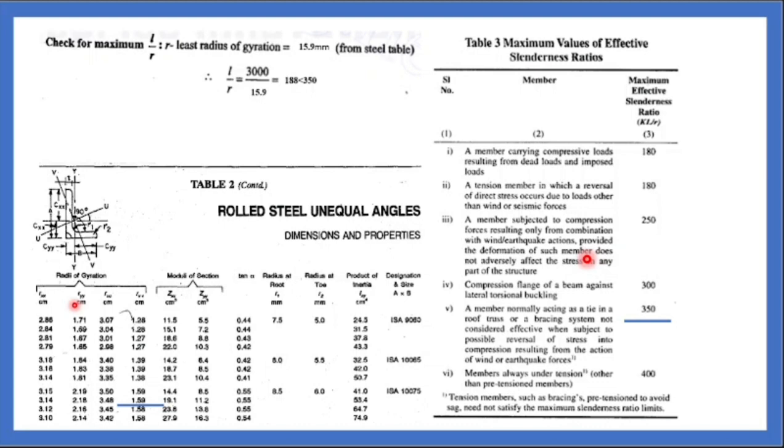IS 800 Table 3. Given that reversal of stress, cycling of stress, is being considered. Currently your problem is a roof truss. So your case is number 5: a member which is normally acting as a tie in a roof truss or a bracing system, considered as subjected to possible reversal of stress. Now what is the maximum slenderness ratio? 350. Now what is your slenderness ratio? 188. It is safe for that slenderness ratio also. Your section will not get vibrated or have stability and stiffness issues.